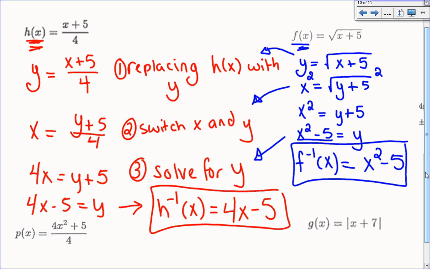And if you were to graph both of these functions, you would see that they are actually reflections of each other over the y equals x line. If you think about the square root function, this is going to start at negative 5, something like that. And the inverse is going to look like that. So you notice that they'll be reflected over the y equals x line.